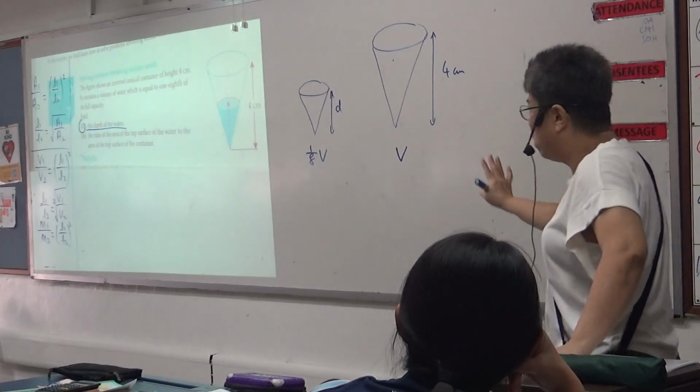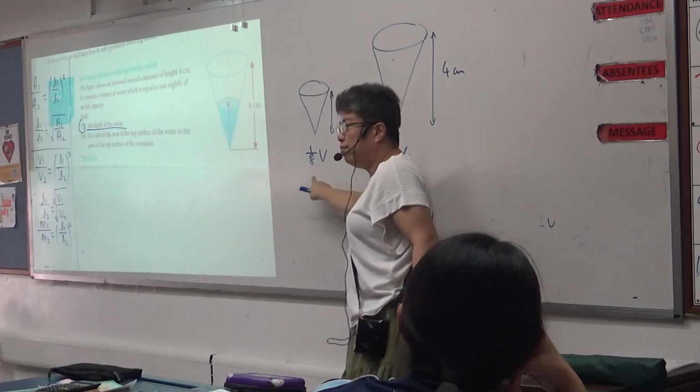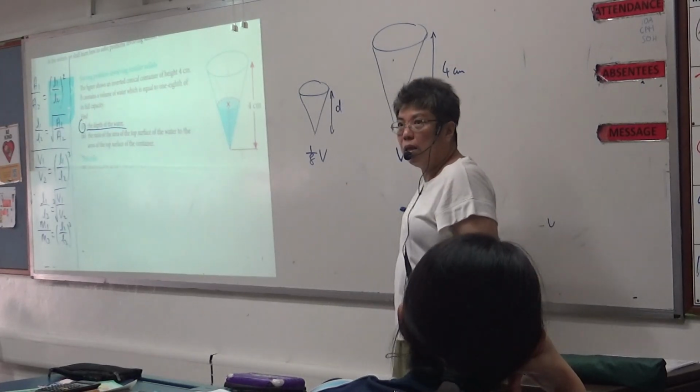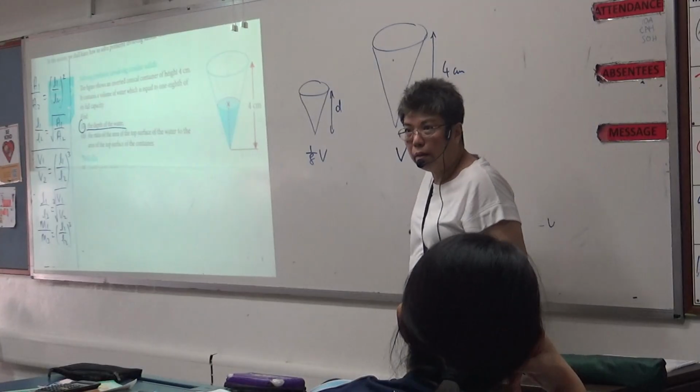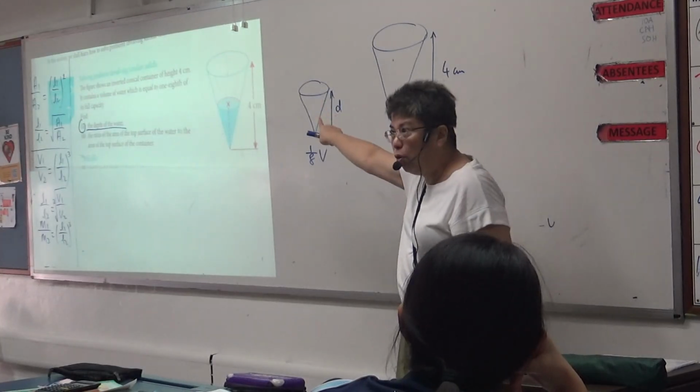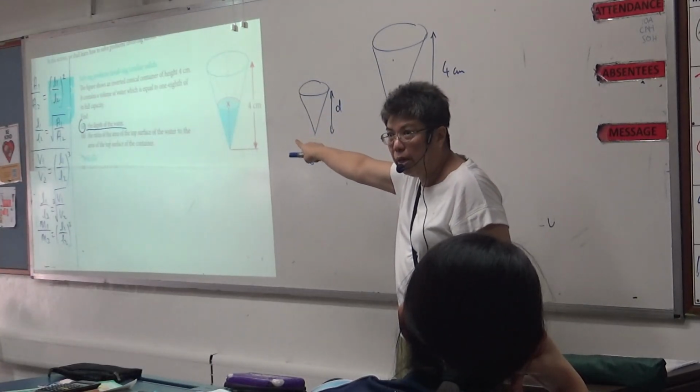What's another way of doing this? This can be B, right? Then this one is what? 8B. Also can. Understand? But I rather follow the whole thing. Everybody clear with what I'm saying?